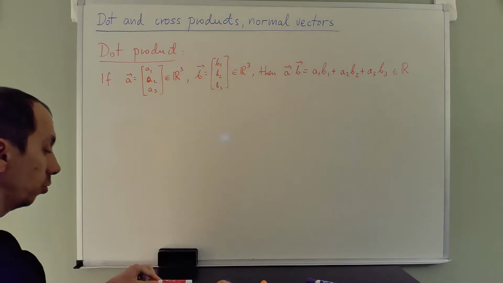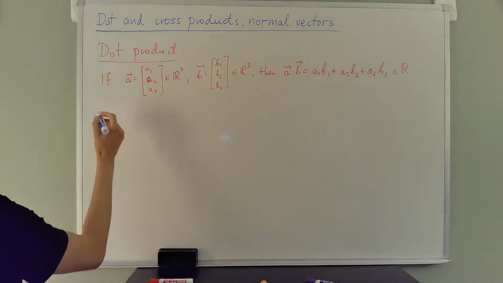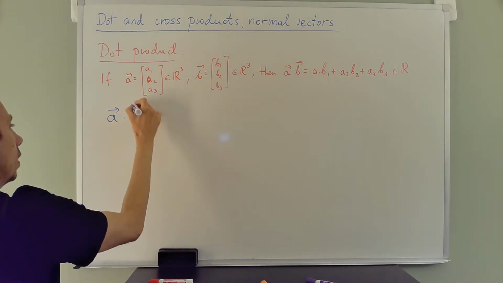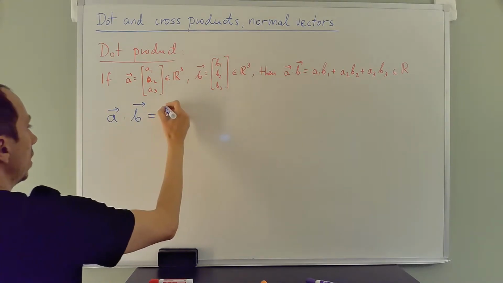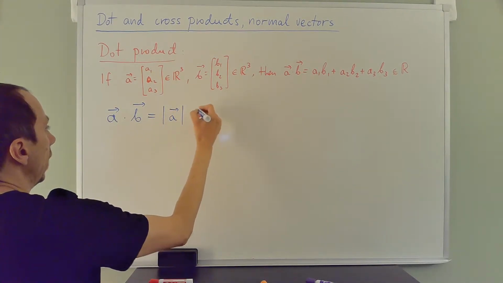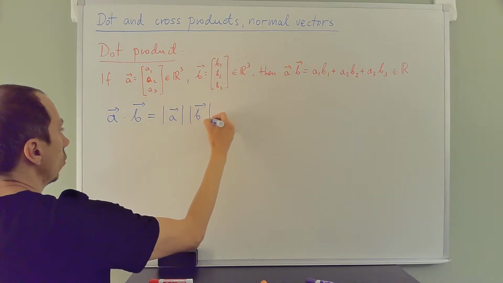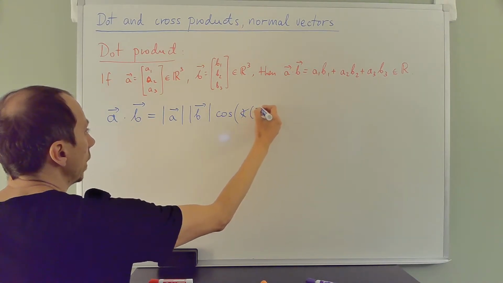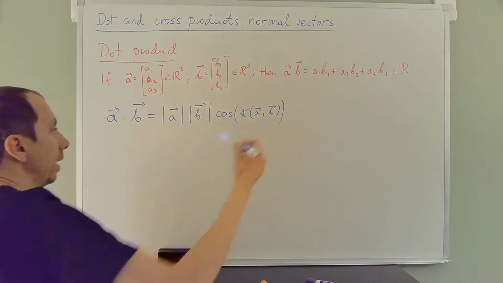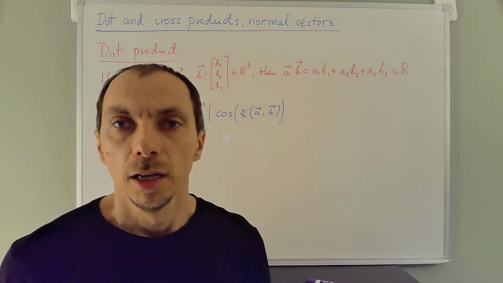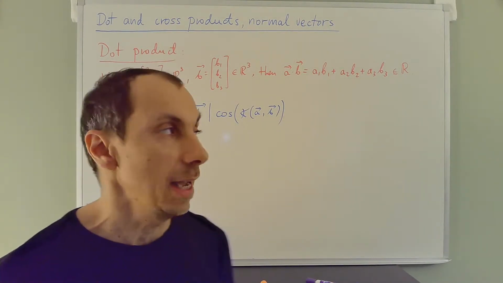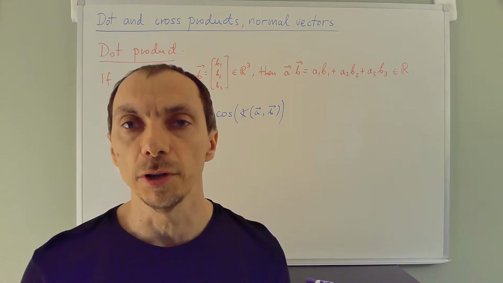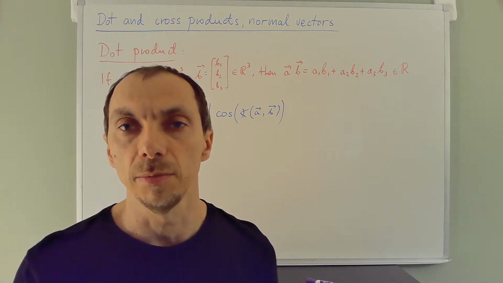There is another way to look at this. Another way to write this formula. So this number is the same as the length of the vector A times the length of the vector B times the cosine of the angle between the vector A and vector B. Note that whether you measure the angle from A to B or from B to A, it doesn't matter because cosine is an even function. So cosine of a positive alpha is the same as cosine of negative alpha.